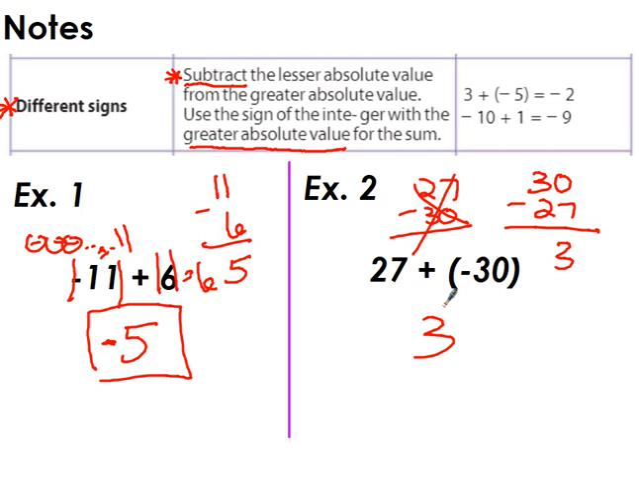Now I have to determine if my answer is positive or negative. Well, 30 is a bigger number than 27. I have more negatives than I do positives, because 30 is the bigger number and it's negative.